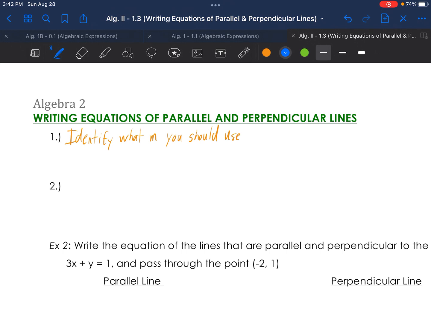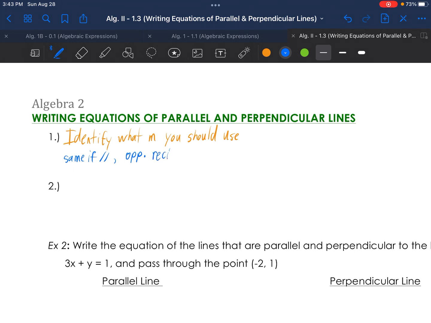And that's just saying, hey, you use the same slope if they're parallel, or you use the opposite reciprocal slope, which I'm going to shorten down to OPP for opposite, and recip for reciprocal. You can write it out if you need to, that's okay, if they're perpendicular. So that's all that's saying is, hey, it'll be the same if they're parallel, opposite reciprocals if they're perpendicular, like we just talked about.